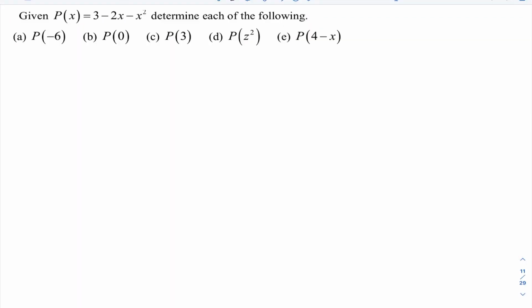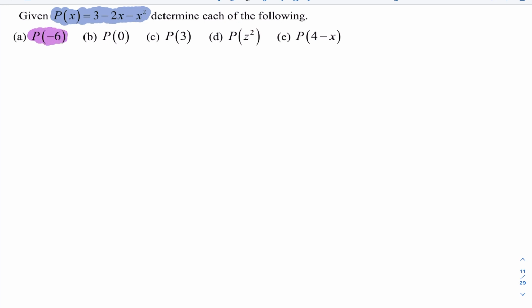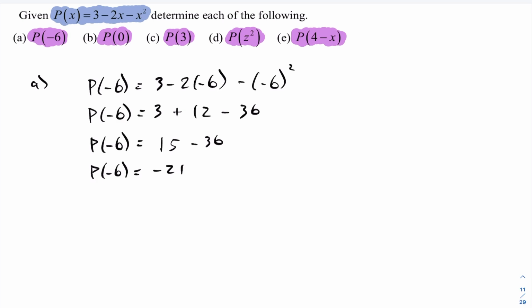Now we're going to be looking at the idea of function notation. In this question, we're given the following function, and they want us to evaluate p at -6, p at 0, p at 3, the function at z squared, and the function at 4 minus x. The idea with function notation is everywhere you see an x, if we're looking at part A, we're going to change that to a -6. You'll see here in part A, everywhere I saw an x, I changed that to a -6.